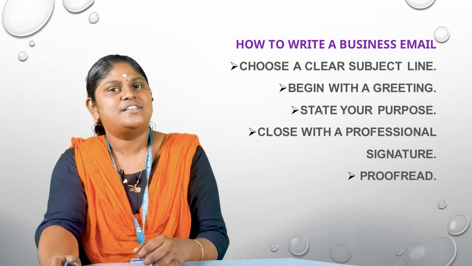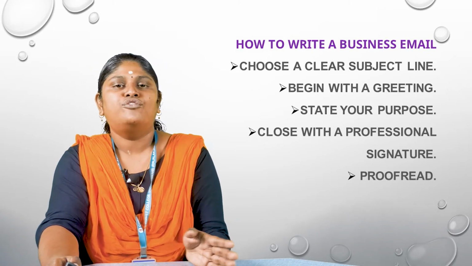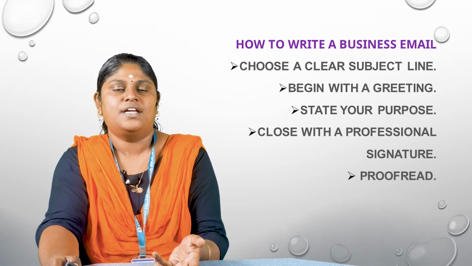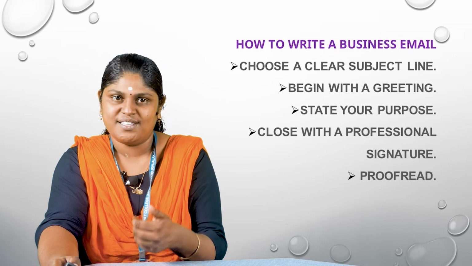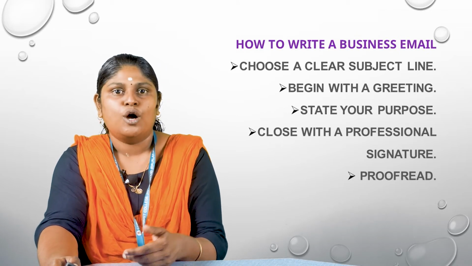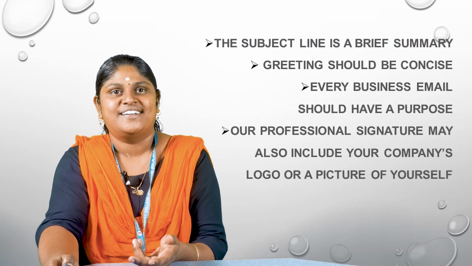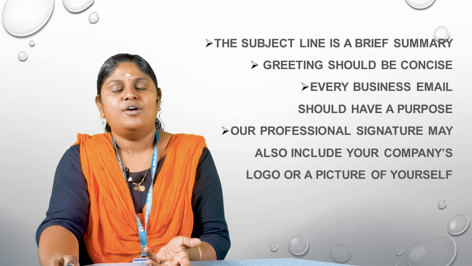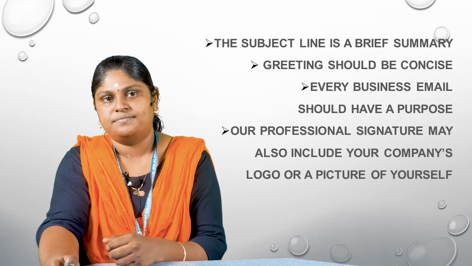And how to write a business email? Like a professional email. That means follow these steps. That is, choose a clear subject line, begin with a greeting, state your purpose, close with a professional signature, and proofread. Then subject line we already discussed. It's a brief summary of what your email is about.